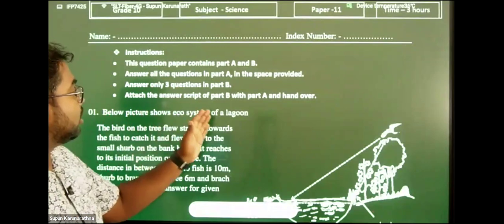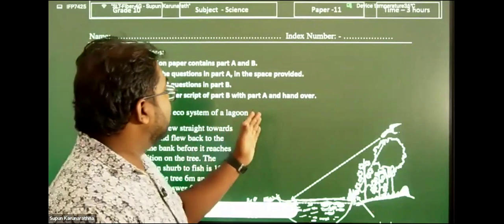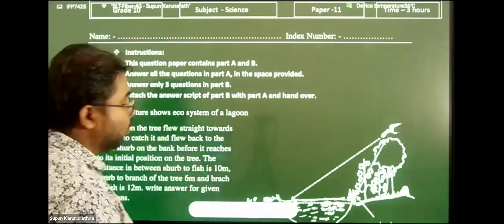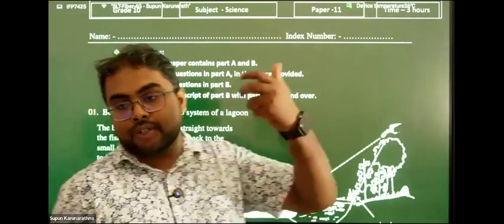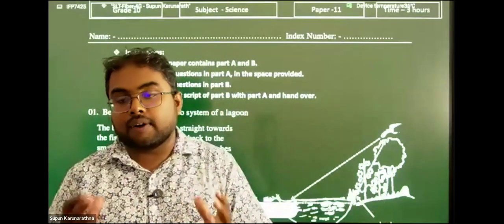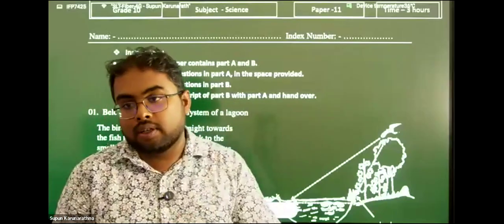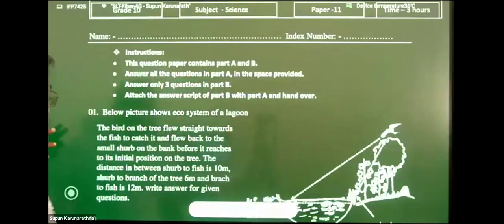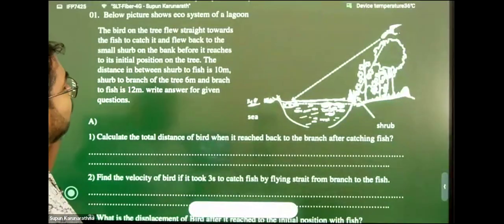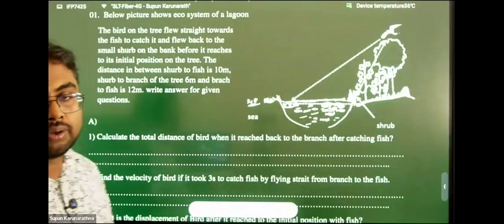Attach the answer script of part B with part A and hand over. The MCQ first paper you can take home, and the other papers should be handed over. Okay, then come to the very first question. Here a picture is also provided.